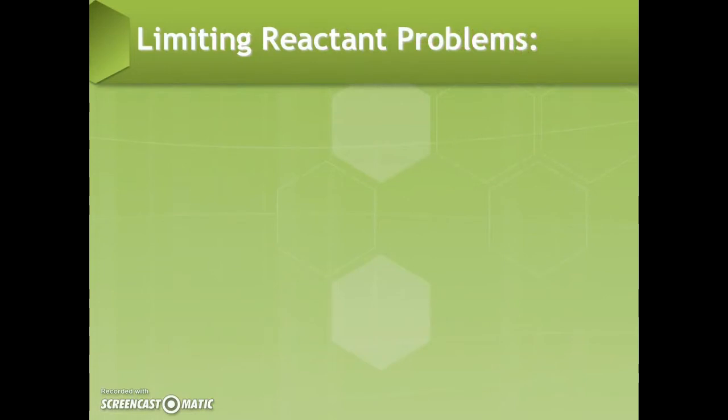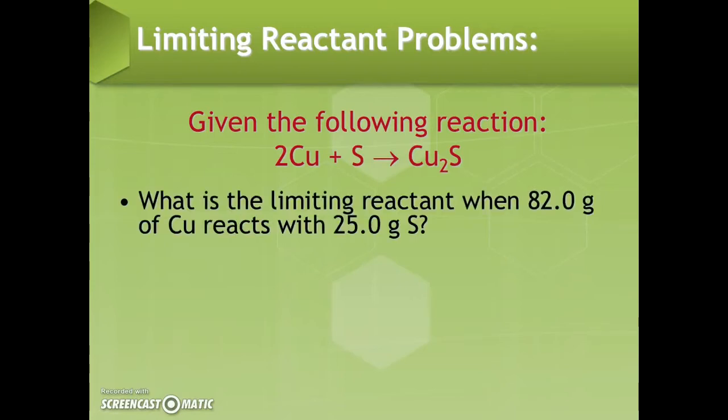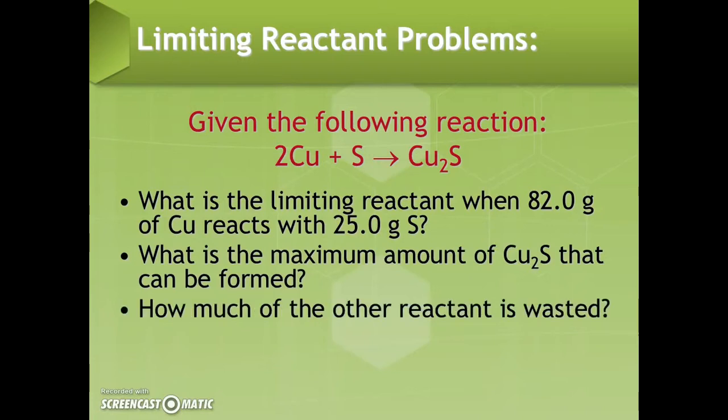Okay, so let's go through some examples. If we react copper with sulfur to make copper sulfide, the balanced equation is given here. If we have 82 grams of copper and react it with 25 grams of sulfur, which one's the limiting reactant? Then we can ask ourselves the second part, what's the maximum amount of copper sulfide that can be formed? And finally, once we know which one's the limiting reactant, let's find out how much of the other reactant will be wasted.